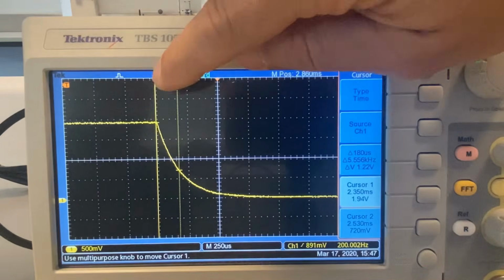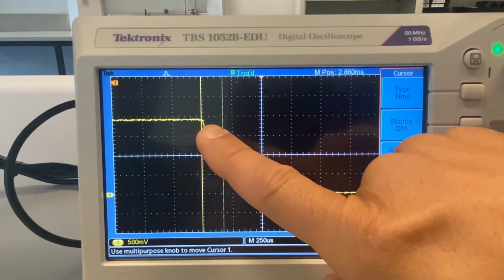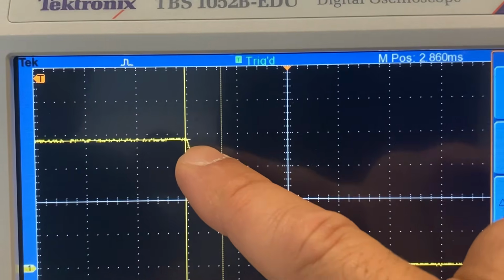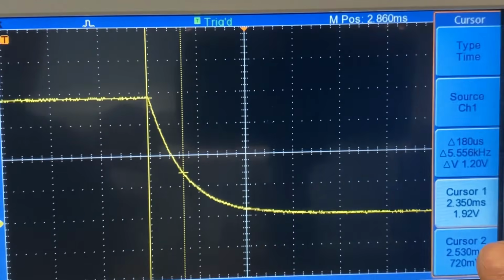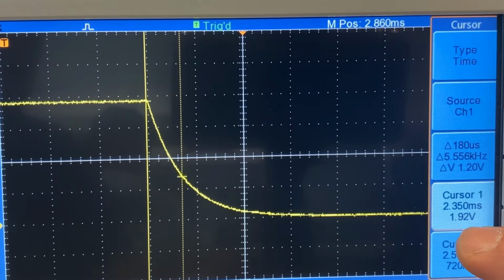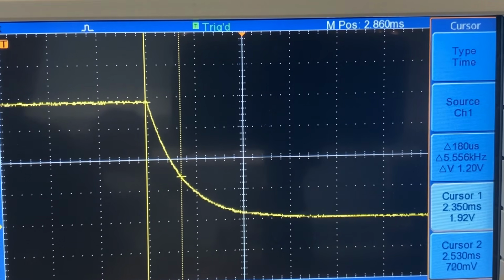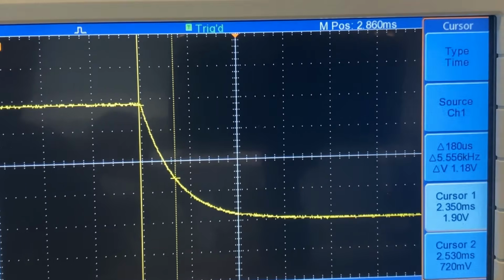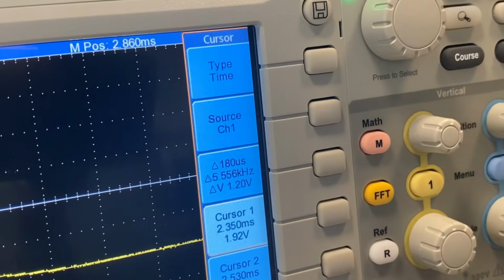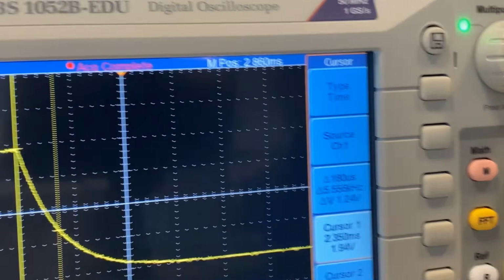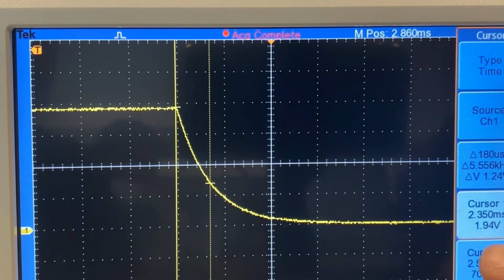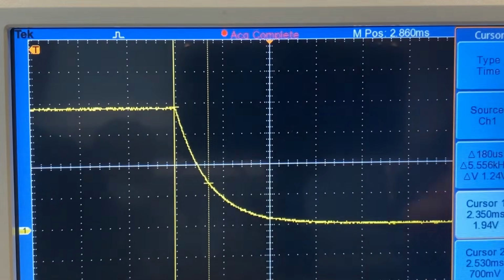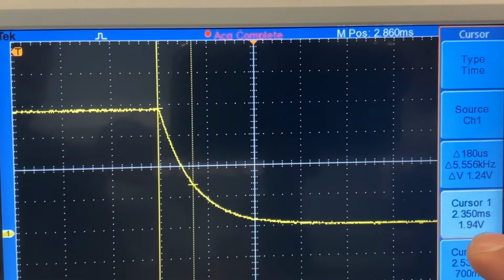Now we're going to set the first one, cursor number 1, at the beginning of the discharging curve right here, okay? Now, notice that the reading of cursor number 1 is 1.92 volts, and it is fluctuating a little bit because of the noise coming from everywhere. So let's take a single snapshot of the signal. Now it is more stable. Now we have cursor 1 at 1.94 volts.